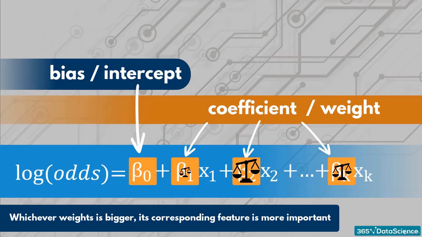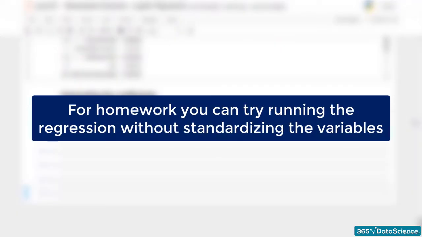For machine learning purposes and prediction in general, we usually standardize the variables, like we did now. For homework, you can try running the regression without standardizing the variables. You will quickly realize why we did not go about the problem in this way.